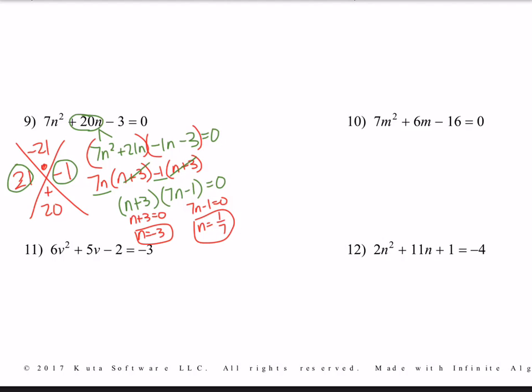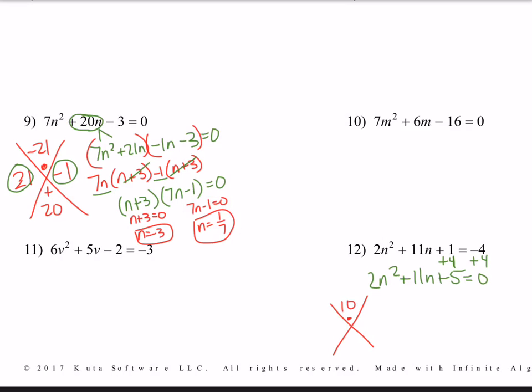I can't factor any equation until it's set equal to 0. So notice how number 11 and 12 don't get tricked, because you have to first set the equation equal to 0. For number 12, we would actually add 4 to the other side, which would give me 2n squared plus 11n plus 5 equals 0. Now that the equation is set to 0, I can do the x factor, because if you didn't do that, you wouldn't get the right answer. You'd think, oh, it's prime, I can't factor it.